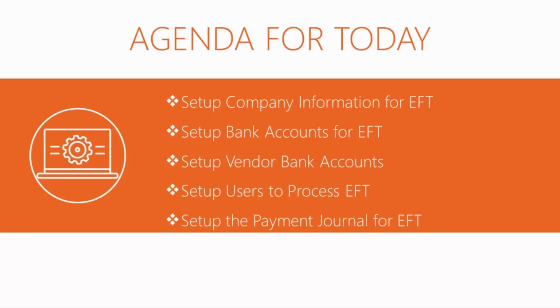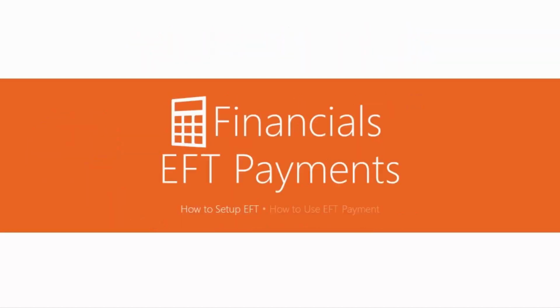Prior to doing EFT payments in Financials, some initial setup is required in multiple areas of the system. To give you a brief overview, this video will show you how to set up company information, entering the lodgement reference length. Set up bank accounts for EFT, ensuring the bank accounts you intend to process EFT from have EFT enabled. Set up vendor bank accounts, ensuring vendors who you will be paying through EFT have their bank accounts enabled for EFT first. Set up users to process EFT, making sure the users in Financials 365 have permission to generate EFT payments. And finally, set up the payment journal ready for EFT by making sure payment journal batches have EFT enabled. By the end of this video, you should be ready to process a vendor payment journal and generate an EFT payment ABA file to upload to the bank.